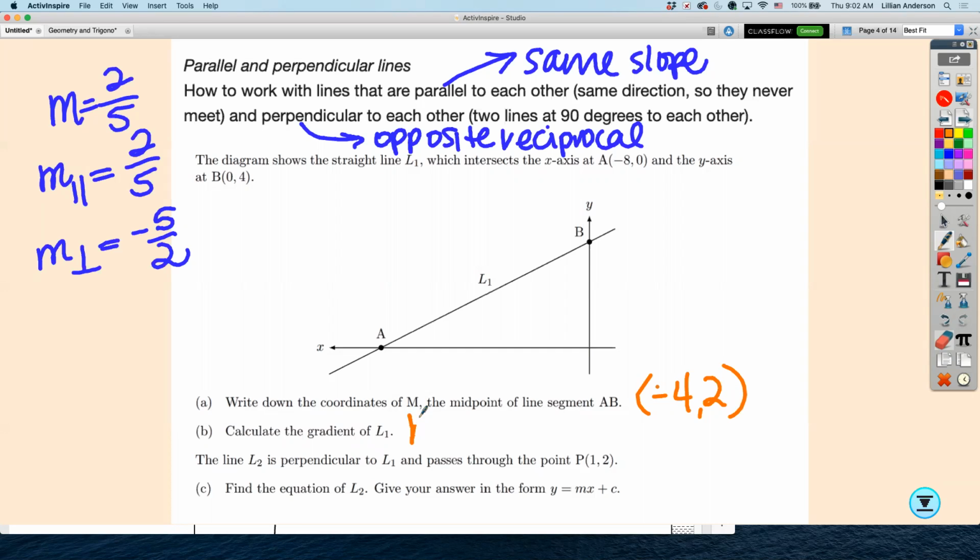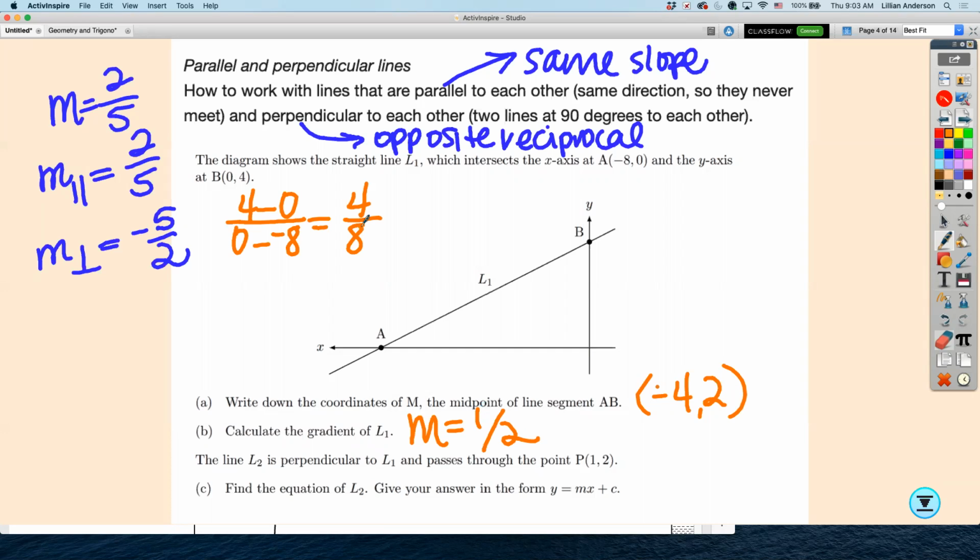What'd you guys get for the gradient? 1/2. Very good. Using the formula, y2 minus y1 over x2 minus x1, that'd be 4 over 8 because 2 negatives make a positive, and that does reduce down to 1/2. Wonderful. The line L2 is perpendicular to L1 and passes through the point 1, 2.